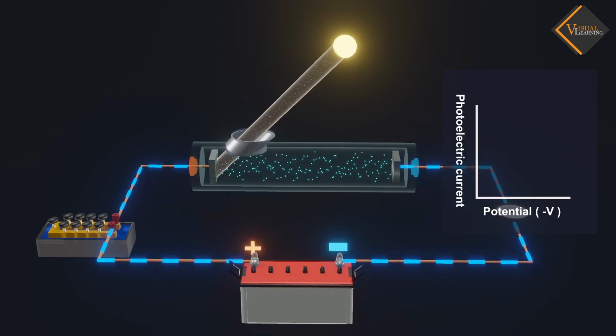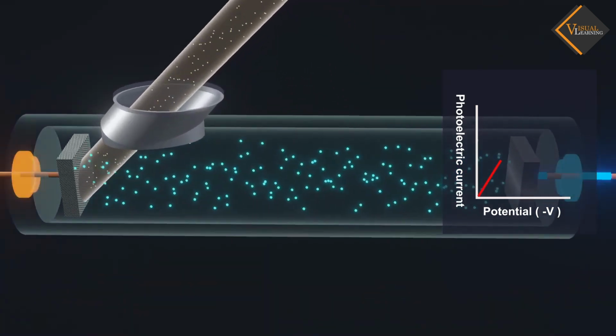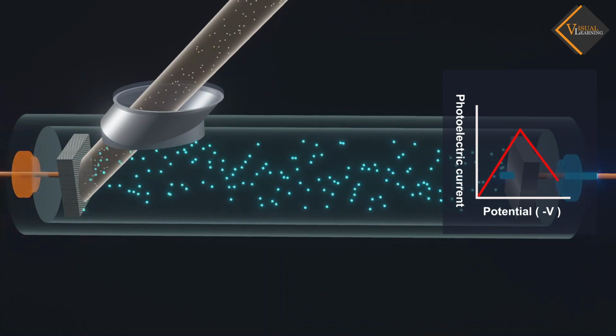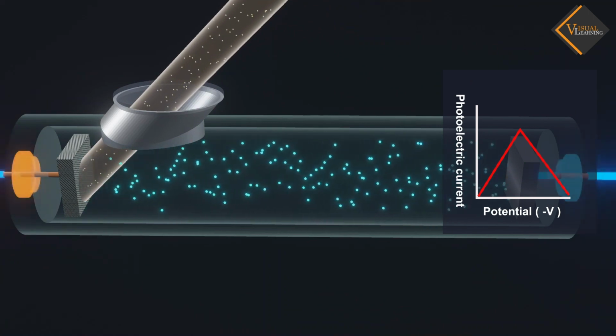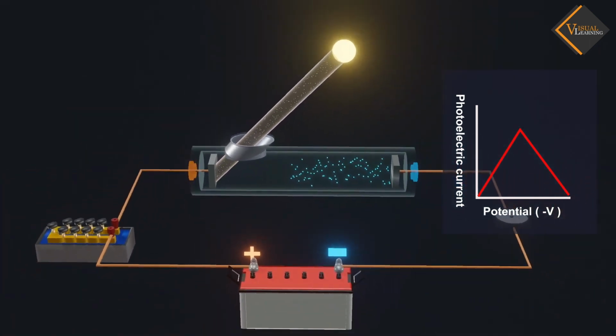If we reverse the voltage direction, we observe that the photoelectric current starts to decrease. Moreover, if we keep increasing the reverse voltage continuously, the photoelectric current reaches a point where it becomes zero. This negative voltage is known as the stopping potential.